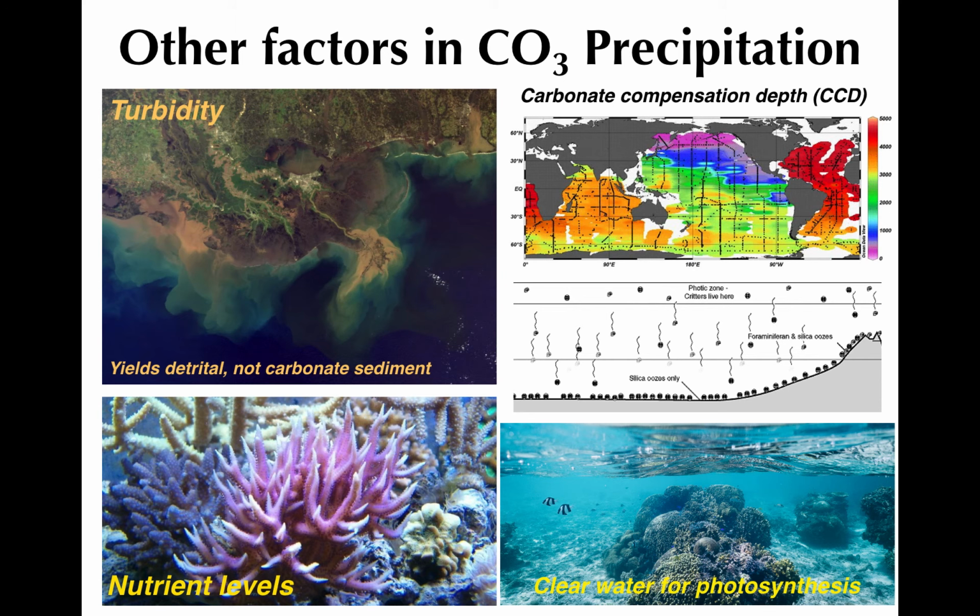There are a few other factors in carbonate precipitation that we need to consider. In water that is turbid with detrital sediment, like the mud coming out of the Mississippi River right here, you'll get more mud deposition than you will carbonate. So even if carbonate is forming in the water column, the sediment that is deposited will be mostly detrital. This process is called masking by detrital sediment. So you don't actually get a limestone here.